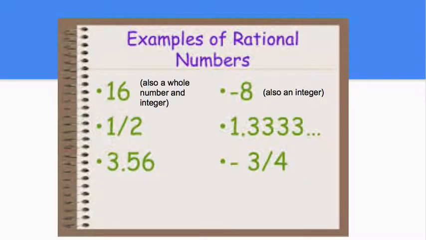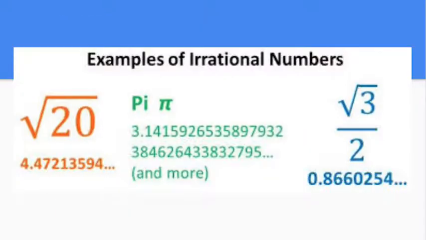So here are examples of rational numbers. So 16, which is also a whole number and an integer. We would categorize it as a whole number. That's its most specific. 1/2, 3 and 56 hundredths, because that can be written as 56 over 100. -8, which is also an integer. That's where I would categorize it. 1.3 repeating, because that can be written as 1 1/3. And then -3/4.